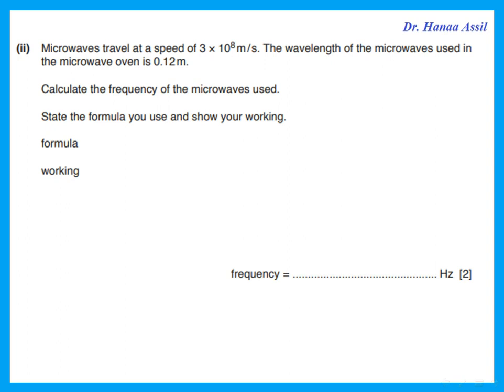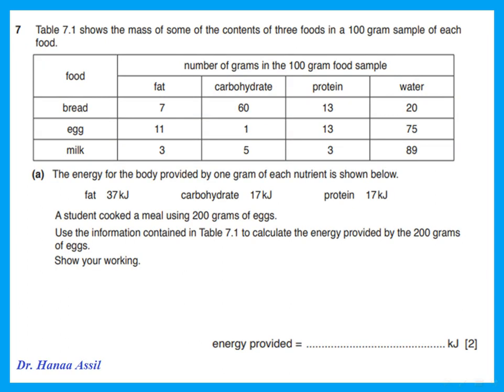So, I want to calculate frequency. Frequency is speed over wavelength. So, the speed is 3 times 10 to the 8. He says the wavelength is 0.12, and this gives me the frequency in hertz.